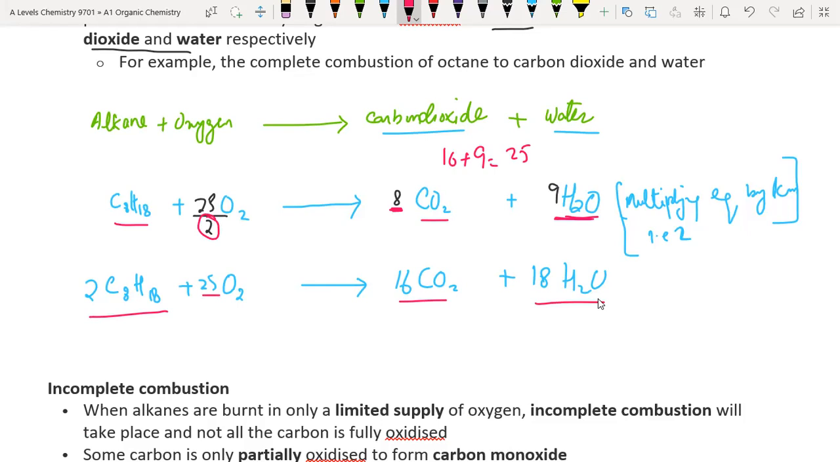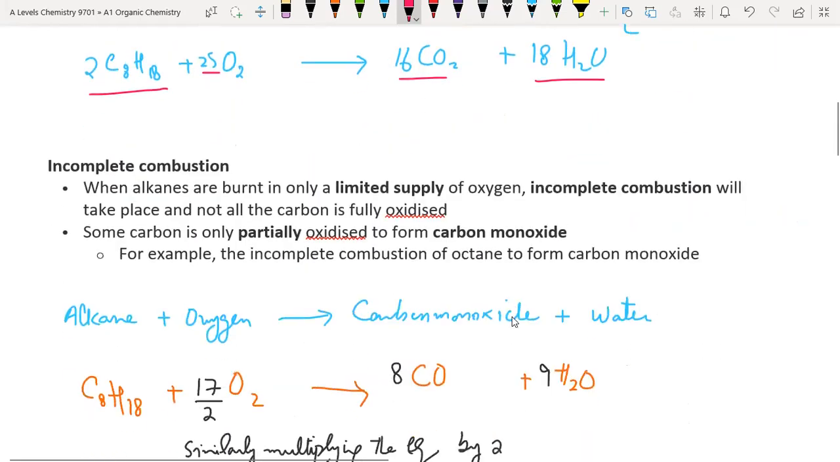Complete combustion occurs in the presence of excess or plenty of oxygen. If there is excess of oxygen, combustion will be complete and will produce carbon dioxide and water. Both carbon dioxide and water are harmless compounds. But when the oxygen amount is limited, it will give carbon monoxide, and this type of combustion is called incomplete combustion.